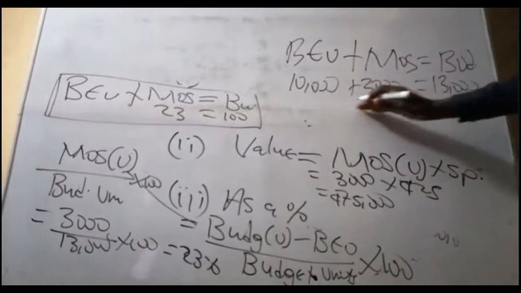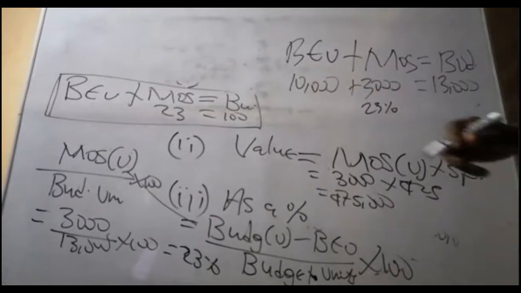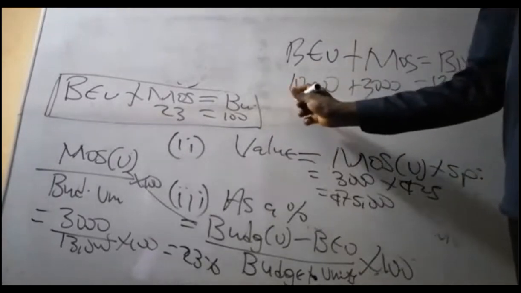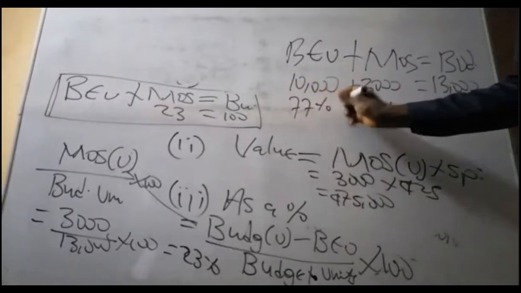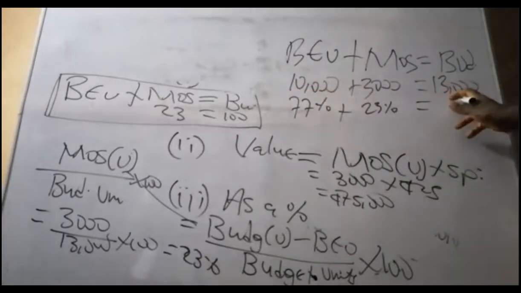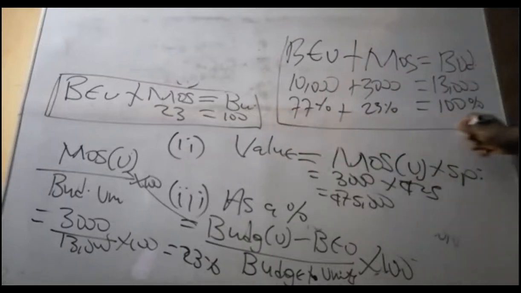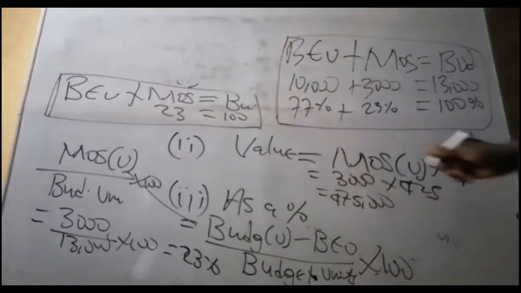With this 3,000, what's the percentage? It represents 23%, right? So therefore, this one will be what? 77%. Then the budget will be what? 100%. This analysis should not depart from you. It must be with you day in and day out.